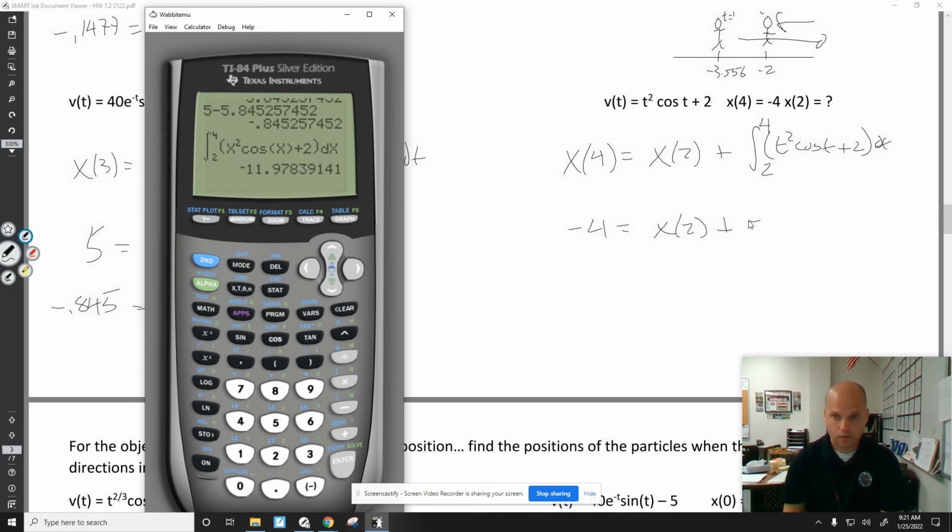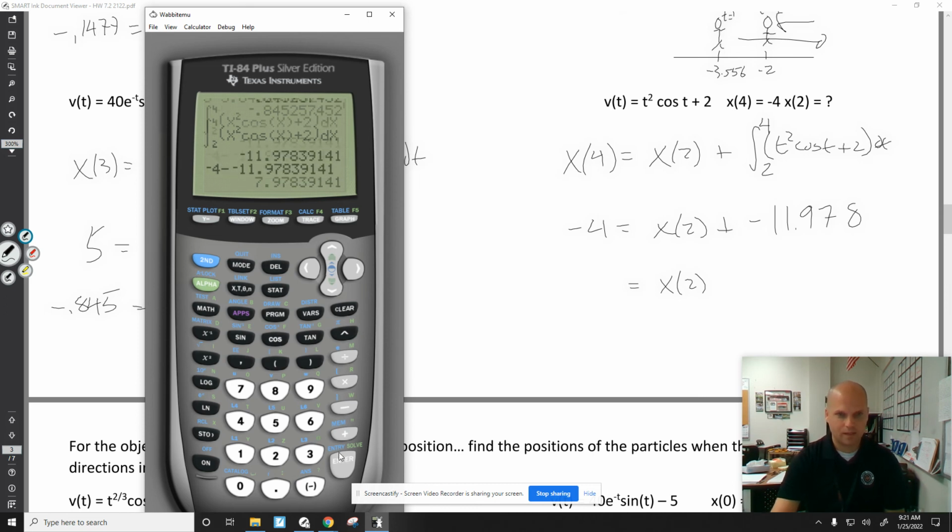Wow. So I have to go to the left 11.978 meters to end up at a position of negative 4. So I needed to start 11.978 meters to the right of this position so that I can end up there. So we add that number to negative 4. We subtract that number, but we add the positive number, if you want to think about it like that.